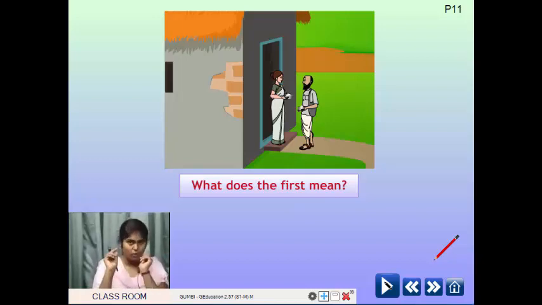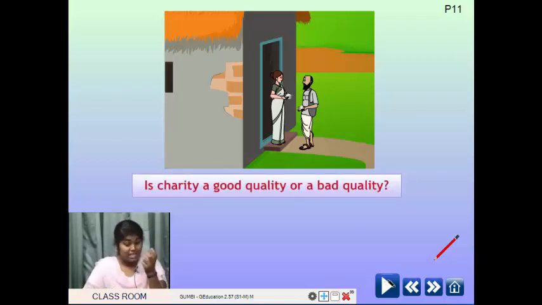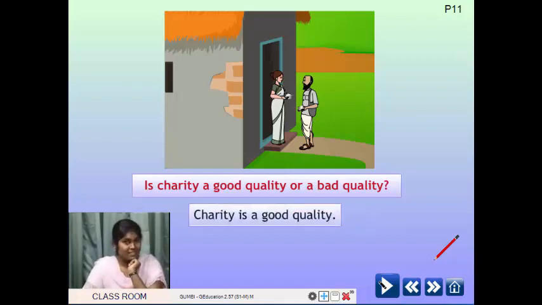So that was the first proverb. Now what do you think, children? Helping others is a good quality. Is charity a good quality or a bad quality? What do you think, ma'am? I'm sure our children are answering already. They all know charity, helping others, definitely is a good quality. Right? Yes. Charity is a good quality. You should always learn to help others. Yes, children.